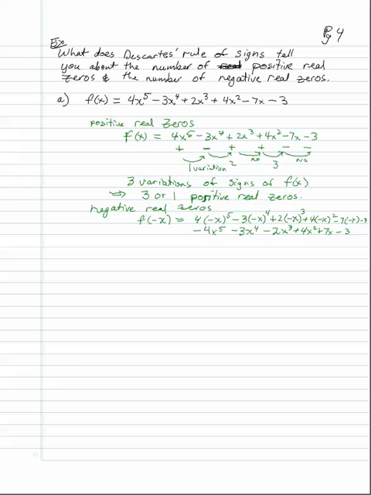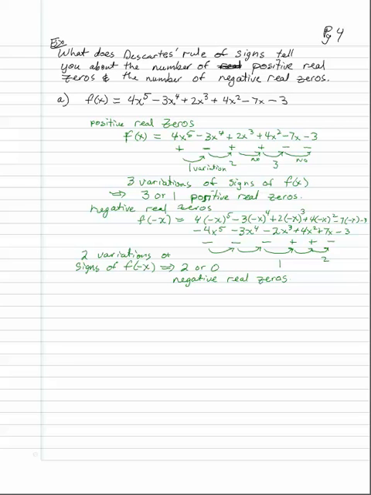Okay, so we're looking at the signs: minus, minus, minus, plus, plus, minus. So no variation, no variation. Okay, there's 1, no, there's 2. So it's 2 variations of sign of f of negative x. So that tells me there's 2 or 0 negative real zeros.